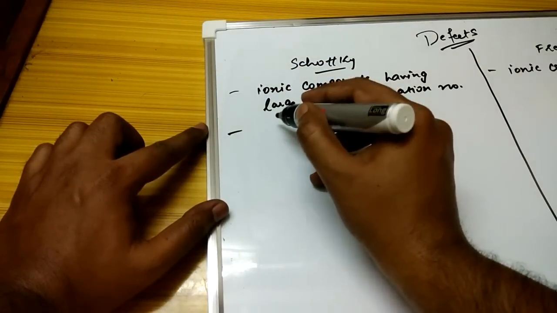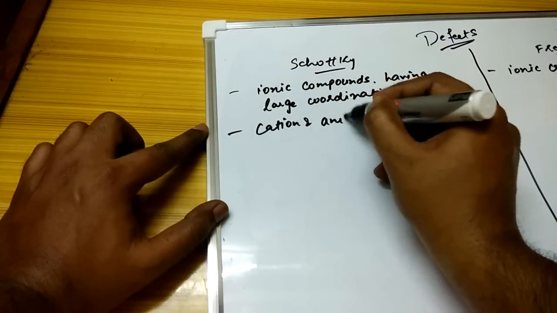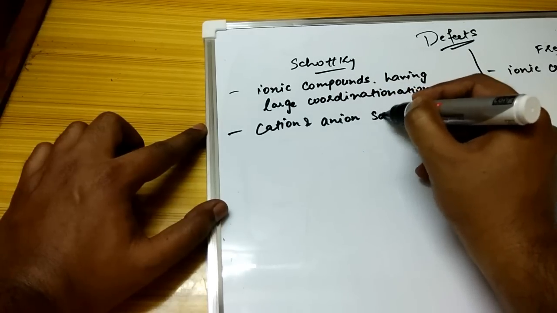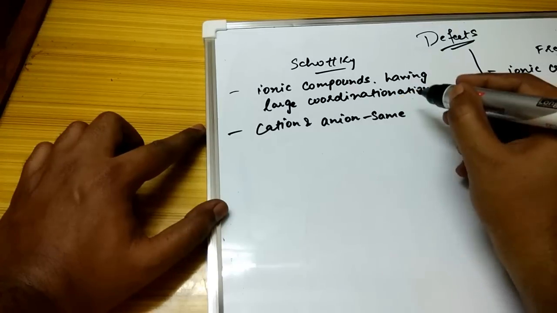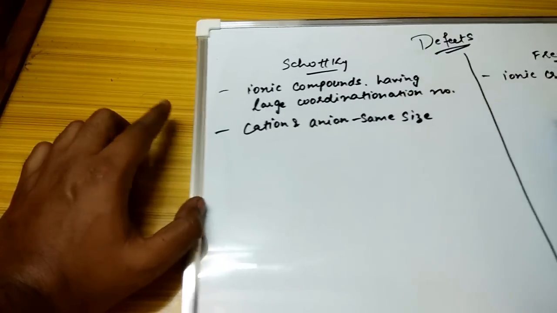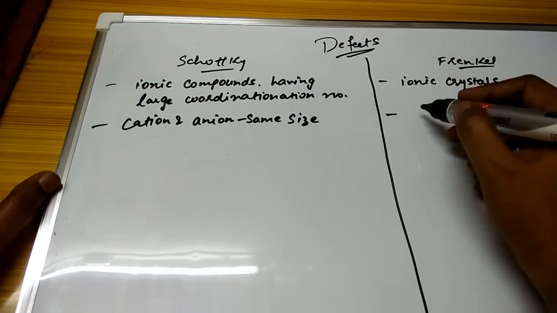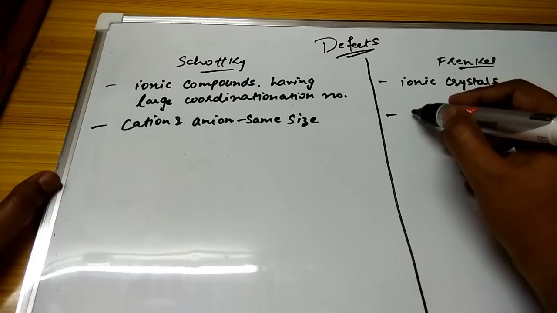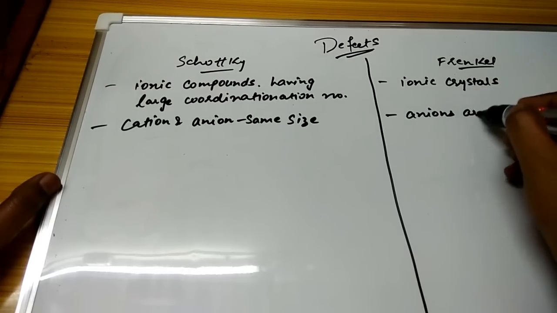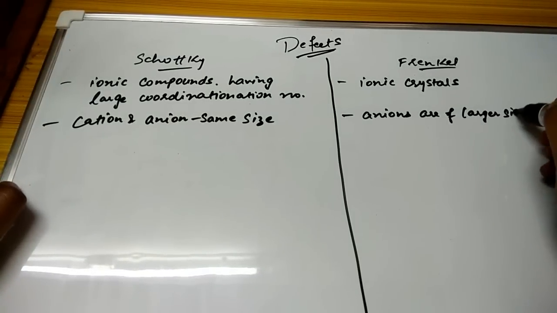In Schottky, cation and anion are having the same size, whereas in Frenkel, in the case of ionic crystals, the anions are of larger size than the cation.